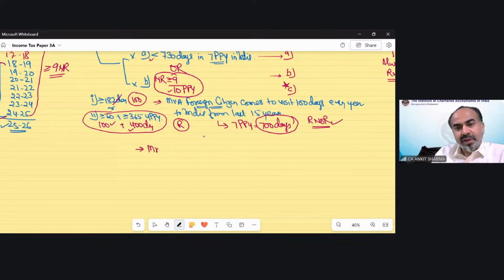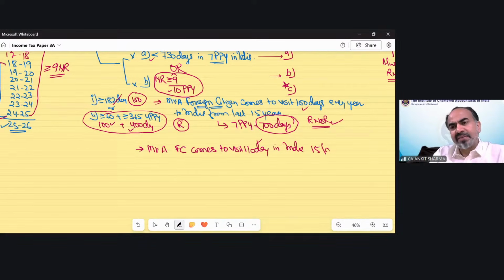Suppose Mr. A, a foreign citizen, comes to visit India. I am just changing one thing: 110 days. I have just changed it from 100 days. This limit I have changed to 110 days in India every year for the last 15 years. Everything else is the same, I just changed the number of days to 110. Again, a foreign citizen, so category A will be applicable.